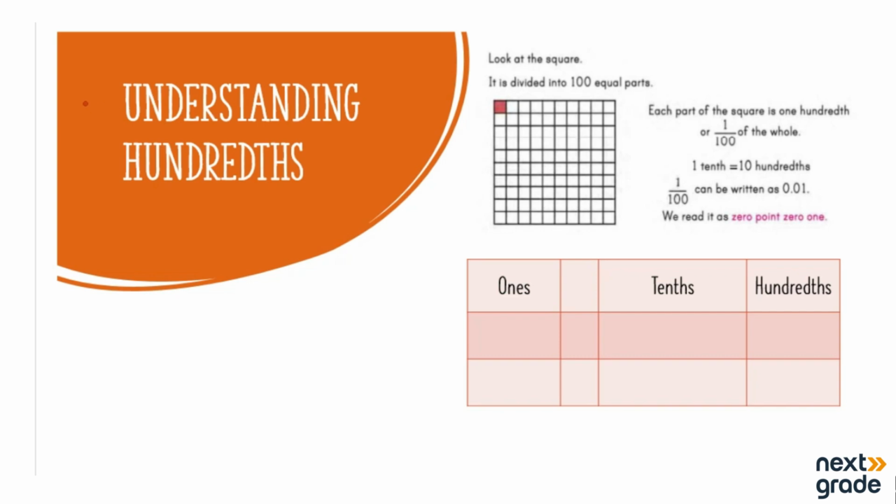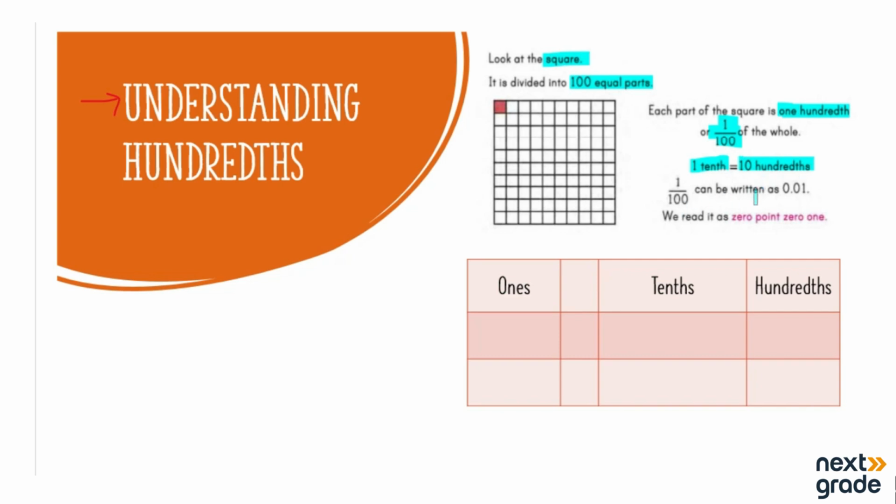Welcome back, students. In this video, we are going to understand the concept of hundredths. So let's look at the square that is given over here. It is divided into 100 equal parts. Okay? Each part of the square is 100, right? हर part जो है वो 100 कहलाता है और 1/100 of the whole. Fraction में अगर हम इसको लिखते हैं तो it's 1/100. इसको 1/10 अगर कहेंगे तो it's actually equal to 10 hundredths.